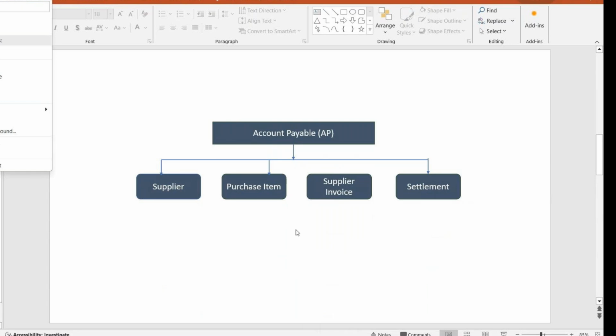So, for example, if the company wants to buy an item, purchasing an item will be through some supplier. Somebody has to supply the item to the company so that it will be purchased by us. That's the procurement. Procurement is a part of the account payable. We procure the item, we create the invoice and settle the payment. So your procurement comes under the account payable module.